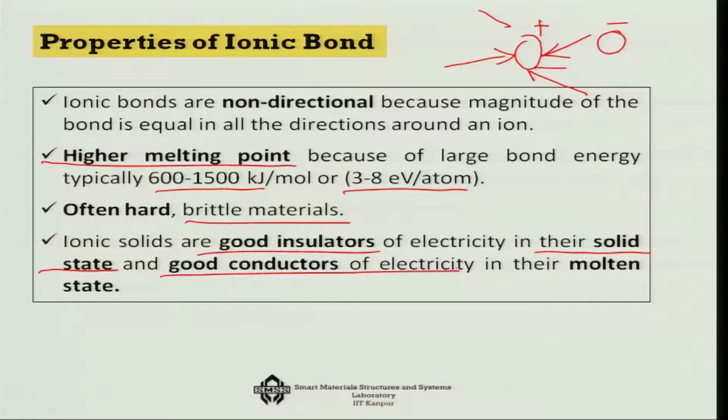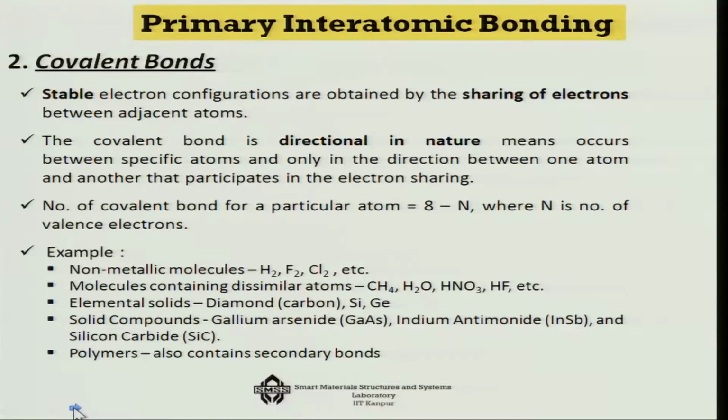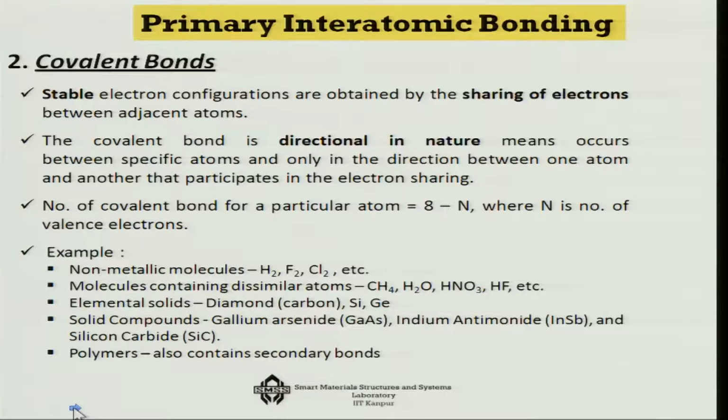So, that is the property of an ionic bond. Now, let us go to another important interatomic bonding, that is called covalent bonds. These covalent bonds are stable electronic configurations which are obtained not through electropositive and electronegative attraction, but through the sharing of electrons between the adjacent atoms.